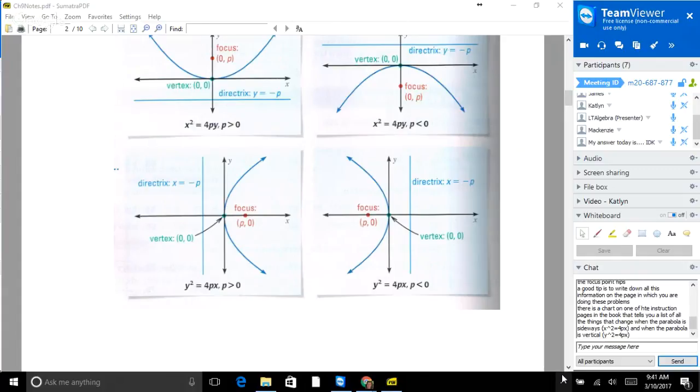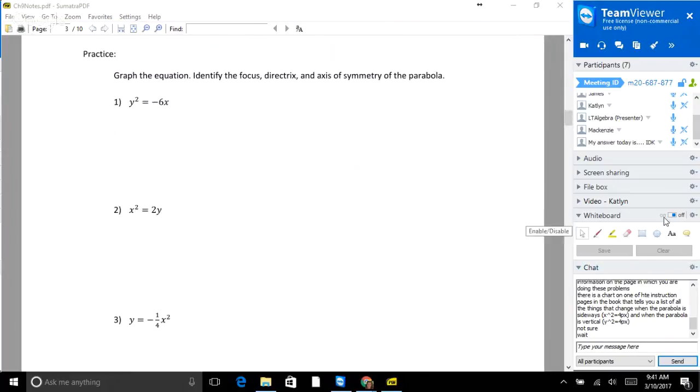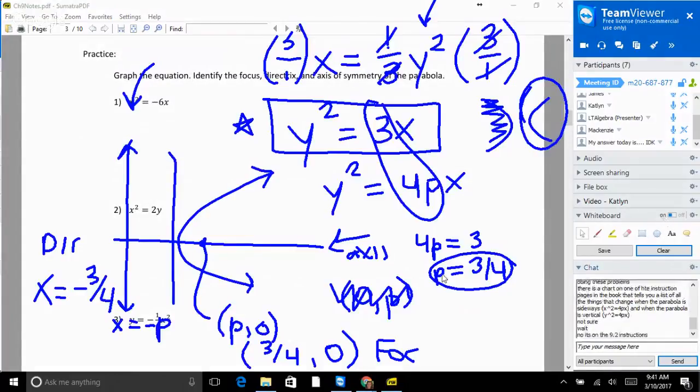All right, so let's see, Elijah's got a chart. One of the instruction pages of the book tells you a list of all the things that change when the parabola is sideways and when the parabola is vertical. Cool. Do you know what page it is? Is it the 9.2 page or is it a reference page? All right, well, if you find it, let me know. I actually think I copied that page out of 9.2 in your notes too, because I think it's a good reference. So I think we understand that.